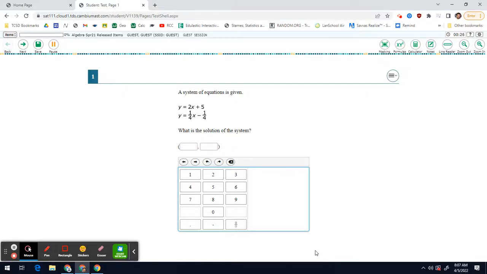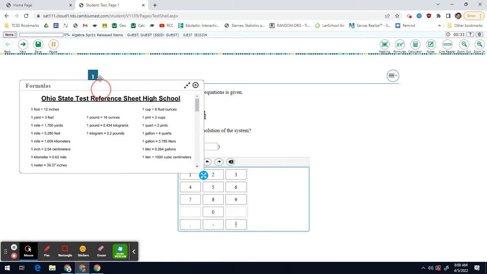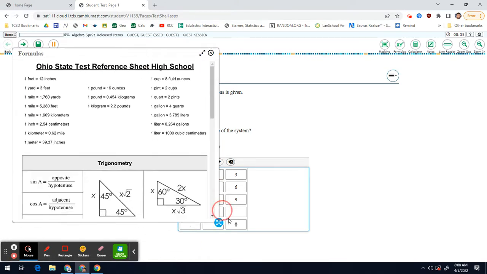Okay, Algebra 1, this video is meant to show you the formula sheet and the calculator on the state test. So the formula sheet's right up here. You will get a paper copy. So when you click on that button, it opens up kind of small. You can bring it big if you want to.